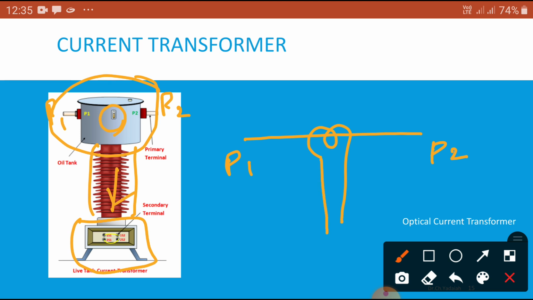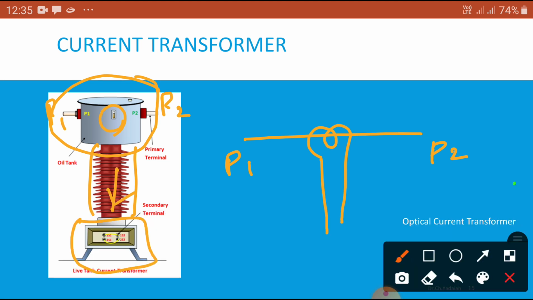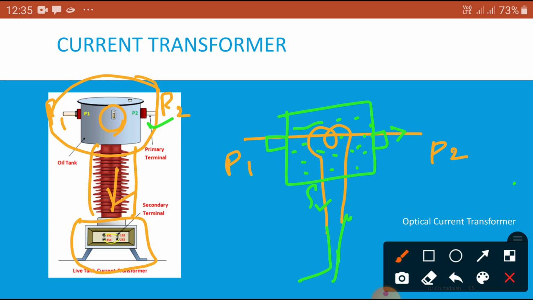Okay, this is placed in an oil tank. Then the current flows. Whatever the primary current flows, the corresponding current flows in the secondary. Okay, so this indicates one terminal and this is another terminal. Just you can see it. And this is connected and taken out to the outside, and this is the porcelain insulation, and this is the base. From this one you are going to use.